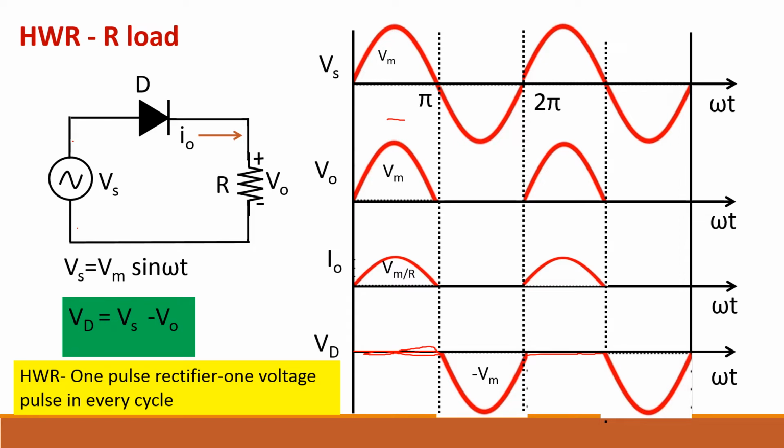And one more thing we have to note down here is the output voltage. If you see in one cycle, so this is one cycle, you have only one output waveform. It means that it is called a one pulse rectifier, meaning that only one voltage pulse is appearing every cycle. So the half wave rectifier is also called a one pulse rectifier.